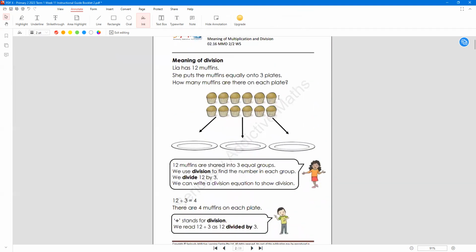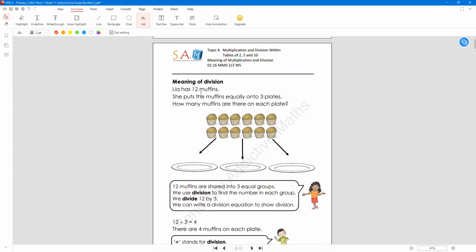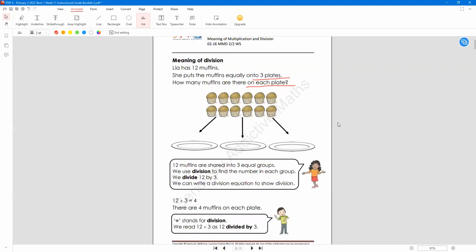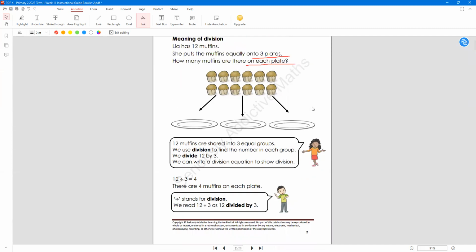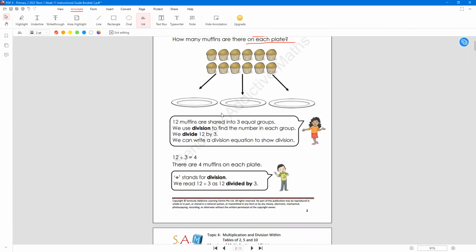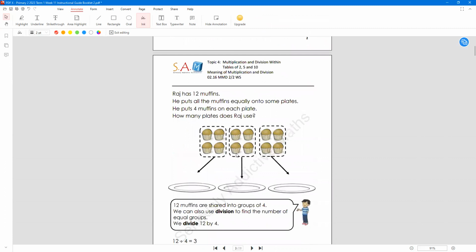So again, now there's one for them to go through. Leah has 12 muffins. All right, she puts muffins equally into 3 plates, so into 3 groups. How many muffins are there on each plate? Which means one group has how many muffins? Right, so they sort it out like that. They realize that it's 12 divided by 3. So 12 divided by 3, you get 4 muffins on each plate, when they work it like that.